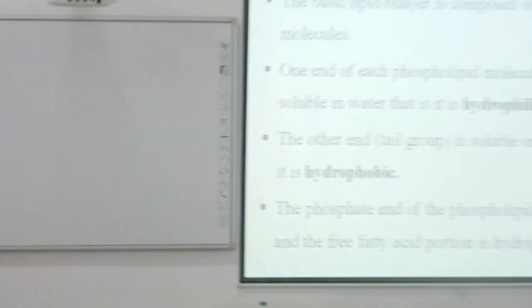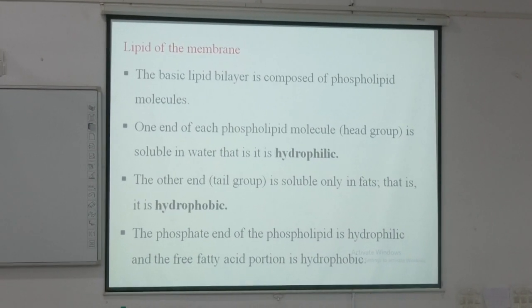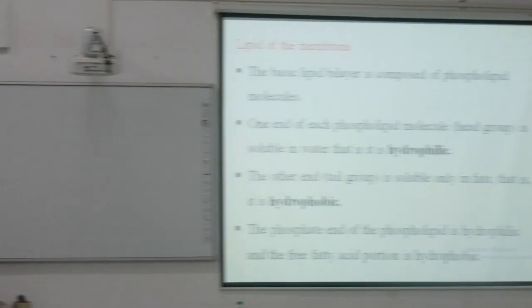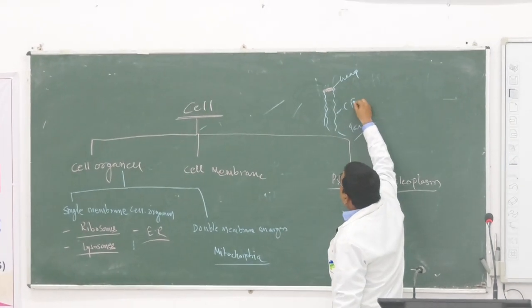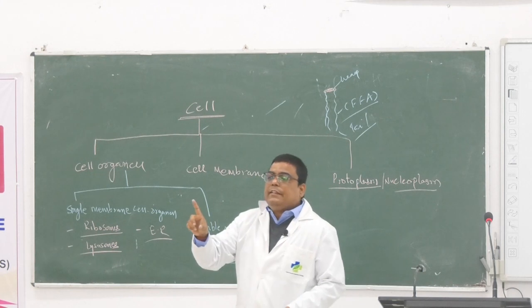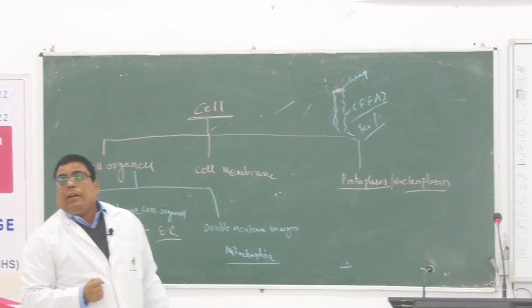The phosphate end of phospholipids is hydrophilic, and the tails are free fatty acids. Okay, understand, students? What is the attachment of this phosphoric acid? This is called FFA, that means free fatty acids. One tail free fatty acid, two tail free fatty acid. And it is important.